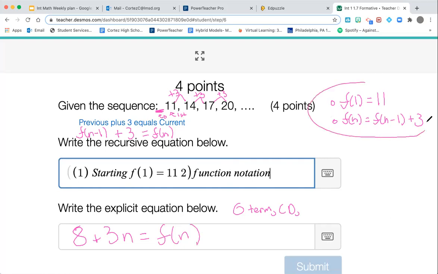So this, again, was my recursive because I had the previous term. This is my explicit because I can plug in any number for n, and it'll give me an outcome.